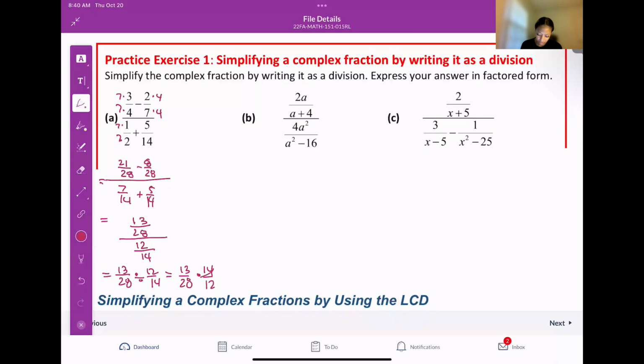14 divided by 14 is 1. 28 divided by 14 is 2. So finally, this would be 13 over 24.